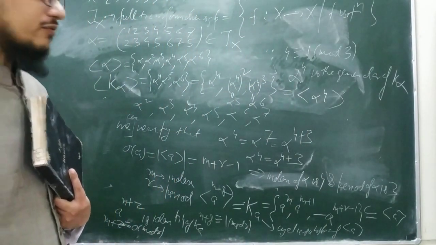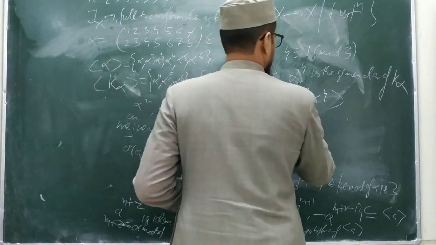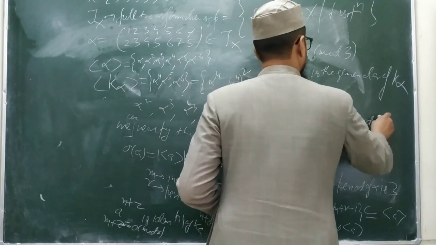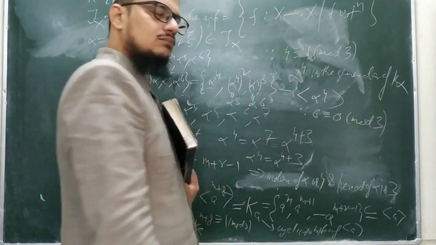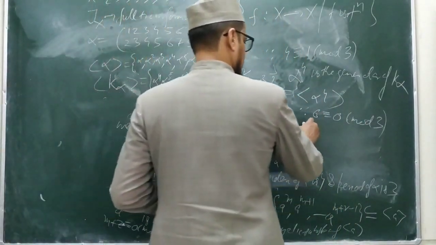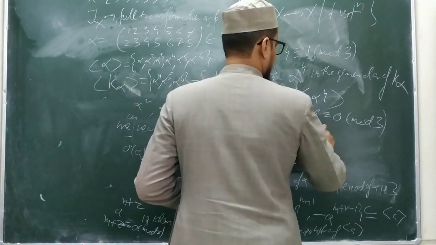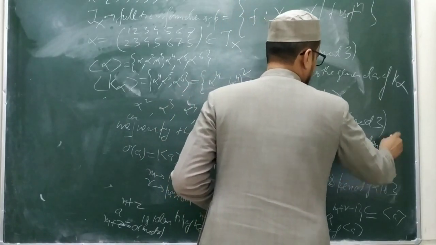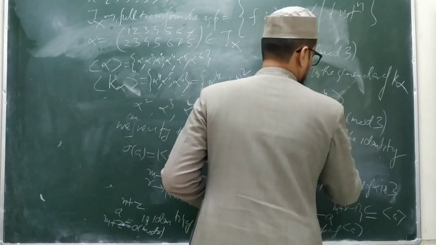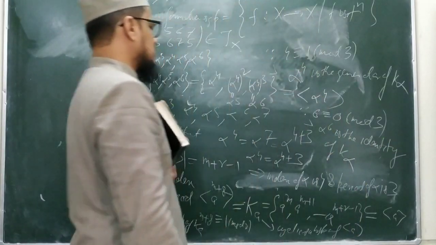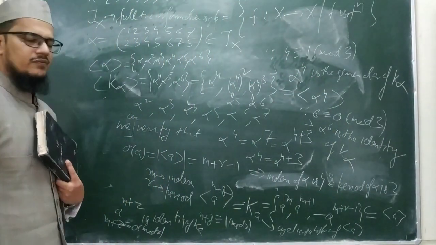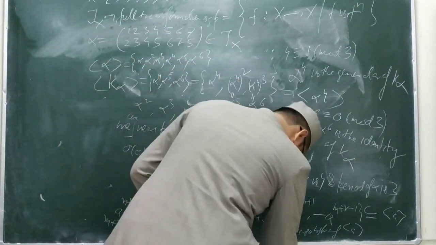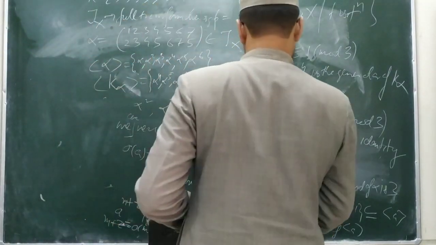Now, what is the identity? Since 6 is congruent to 0 modulo 3, therefore alpha to the power 6 is the identity, or you can say the idempotent element, of K. So alpha to the power 6 is the identity of K. Also, we can draw the table, the K table.